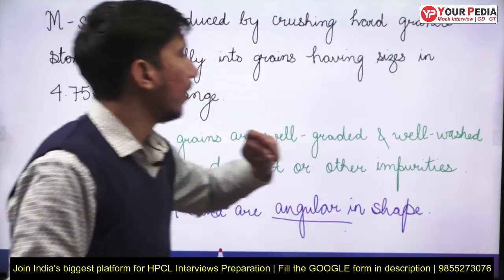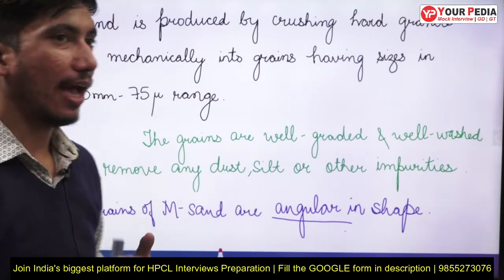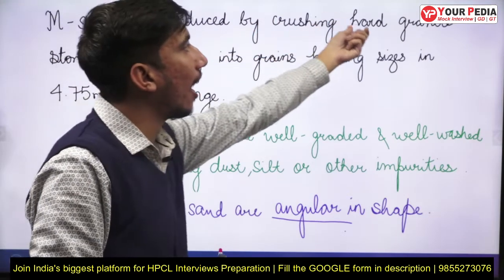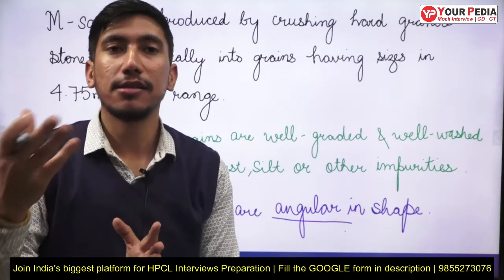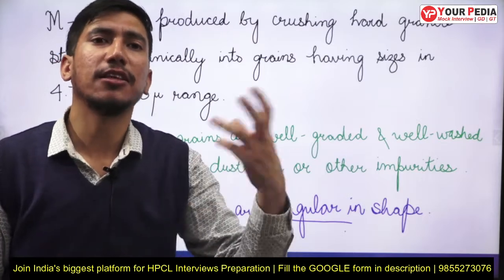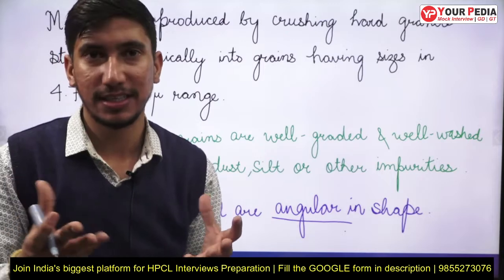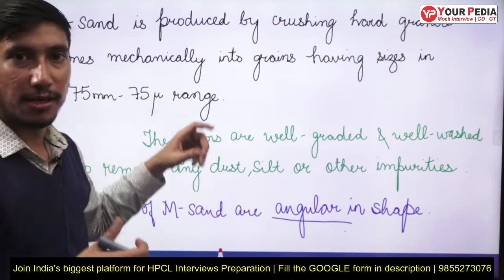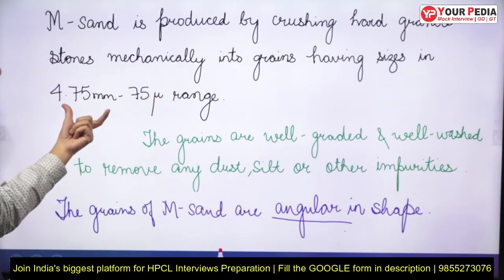Now let me explain what is the meaning of M sand, how it is produced, and what are its characteristics. M sand, or manufactured sand, is produced by crushing hard granite stones. We are taking granite stones only because granite is very resistant to weathering, and it is a very hard and durable stone. So instead of taking other stones like marble or sandstone, we are only using stones like granite, or sometimes quartzite. By crushing these hard granite stones mechanically in some plant, we get grains which will have sizes in this particular range.